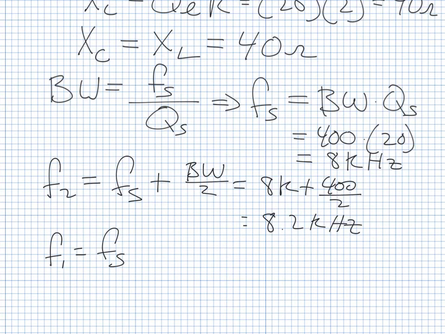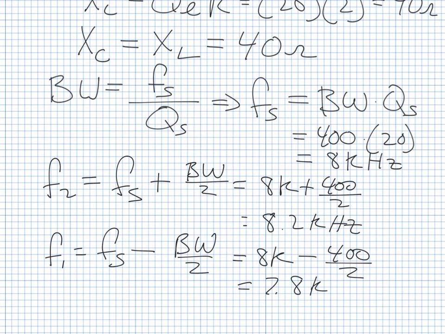I'm just copying that formula, and that's not what I want. I want to subtract half the bandwidth, right? So again, it's going to be 8K minus 400 over 2, which ends up being 7.8 kilohertz.